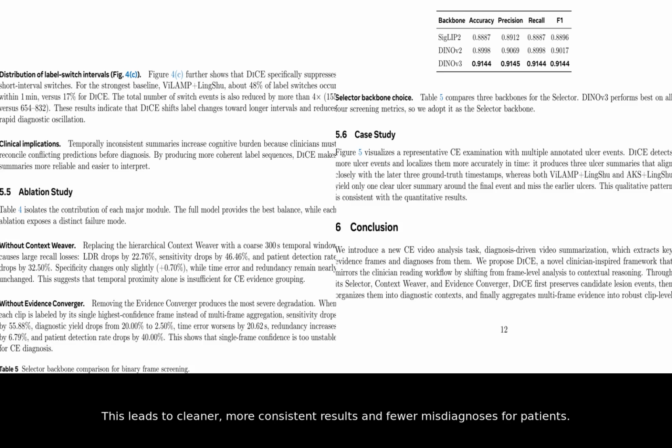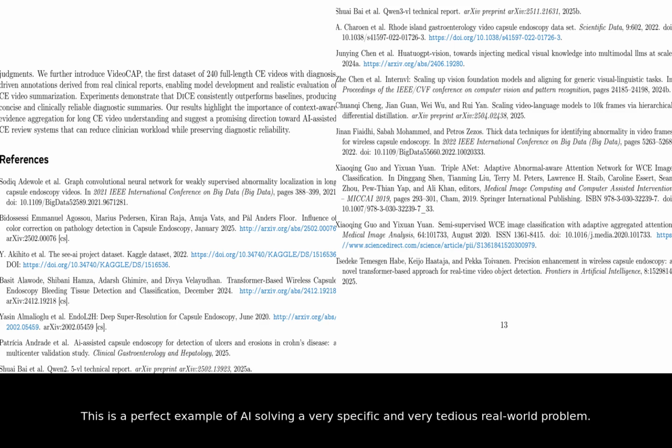This leads to cleaner, more consistent results and fewer misdiagnoses for patients. In the future, this could mean faster results and less burnout for medical professionals everywhere. This is a perfect example of AI solving a very specific and very tedious real-world problem.